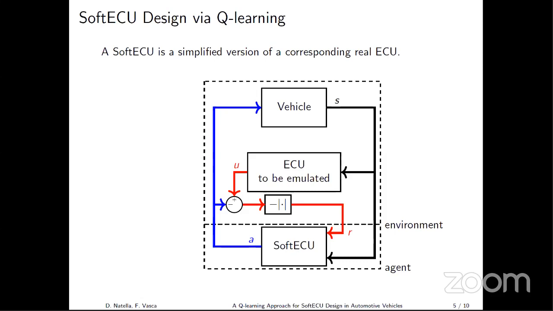And this is the basic idea for our proposed approach. Indeed, during the training phase, the soft ECU may not provide the expected good action, that is the one which would be generated by the real ECU in the same operating conditions. The reward evaluates the goodness of the action taken by the soft ECU and is given by the opposite of the absolute value of the error between the good action generated by the ECU and those proposed by the soft ECU.